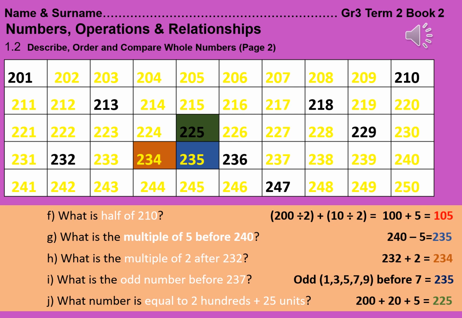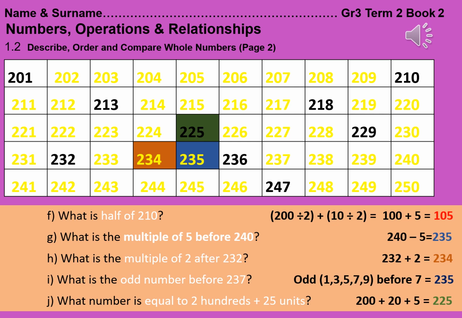Number I, what is the odd number before 237? So you put your finger on 237. Now remember the keyword odd. We know odd numbers, they end with a 1, a 3, a 5, a 7, and a 9. But they've already given us a clue. They said it must be before 7. So if we look on those numbers, 5 comes before. So 235 is the number in blue that we're going to be looking for.